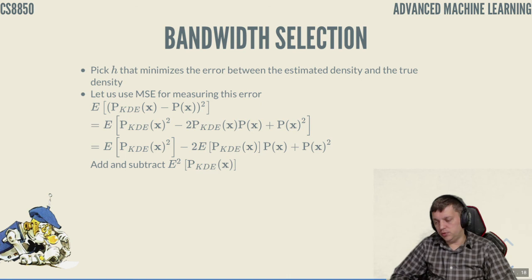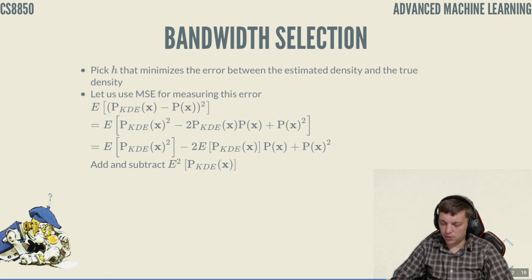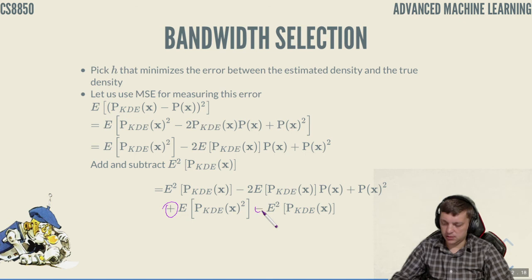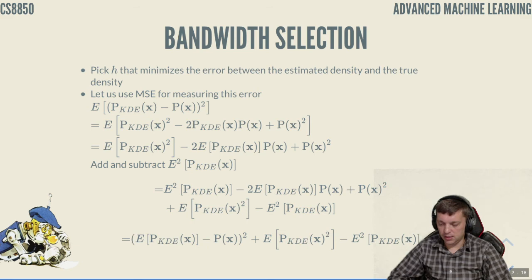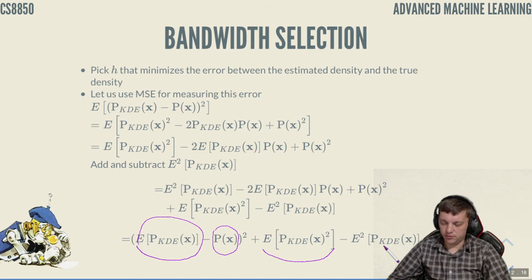So then we do some black magic. We add and subtract a square of the expectation. Nothing changes. We add and subtract, but adding and subtracting gives us a way to rearrange a little bit. And what we get is the mean where our kernel density estimator will converge, minus the true value of the unknown probability density at x, squared, plus expectation of the square of our estimate, minus the square of the expectation of our estimate. And the expectation of the square minus the square of the expectation is nothing but variance.